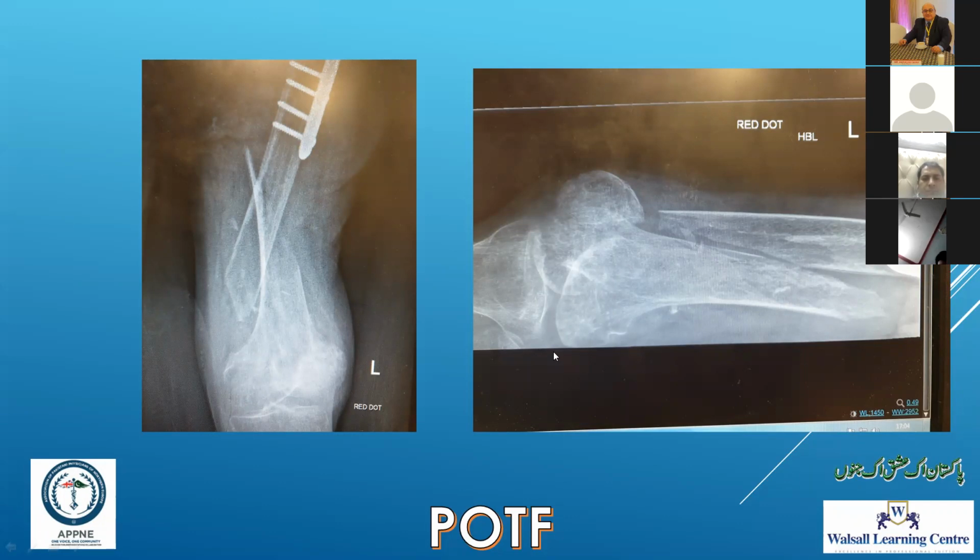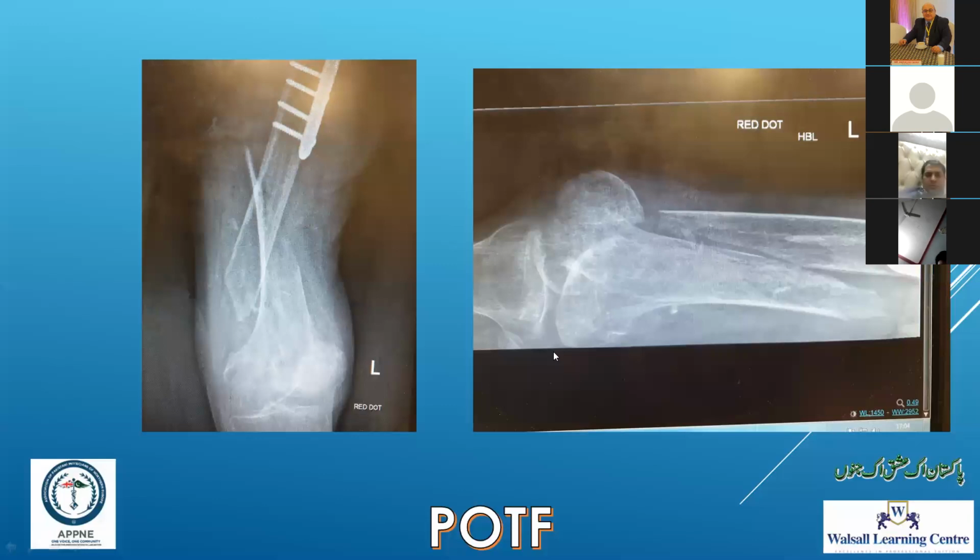Sir, considering it is an isolated injury and the patient is fit for surgery, I would like to have a joint above and an X-ray of the hip. After removal of the above implant, I would like to do an intramedullary, that is a weight-sharing implant for this, preferably a nail.